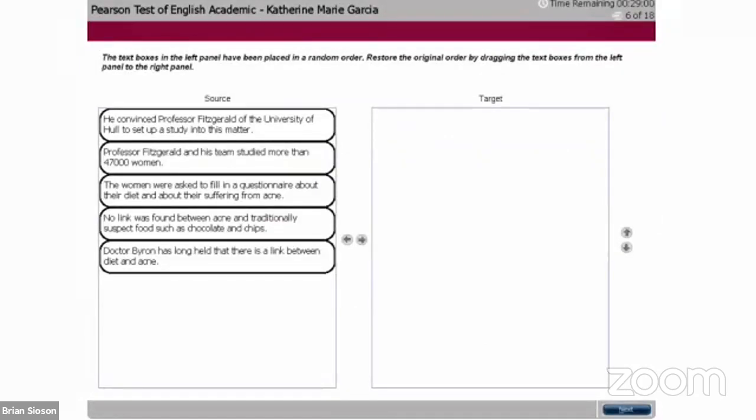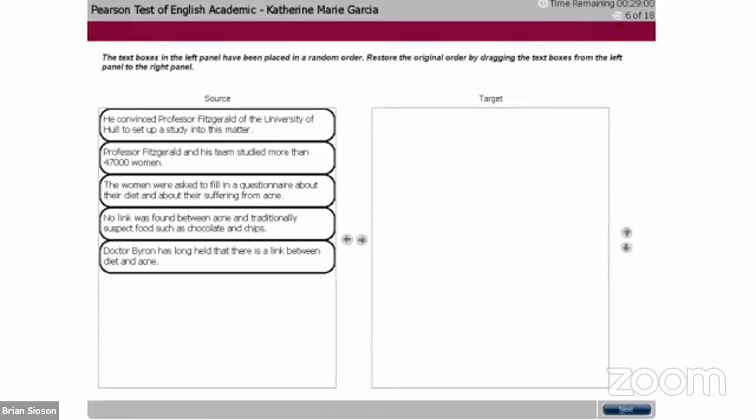reorder paragraphs. I'm not sure if you can see this. Okay, so I'm going to try and share this with you so that it's much clearer. I'm not sure if it's visible. So just give me a moment as I share this slide with you so that you'll be able to see it much better.